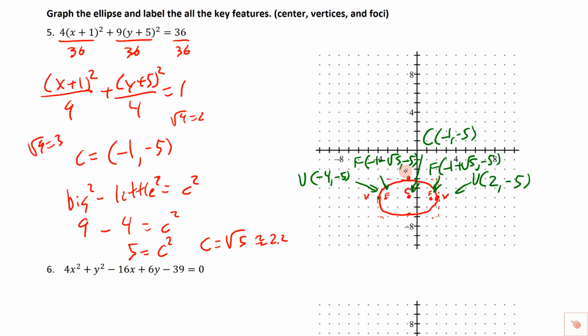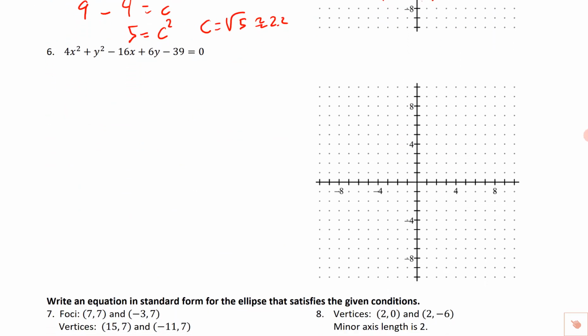Now, I know that gets a little bit messy. Try and be as careful as you possibly can. But that's how we do that. So I'm going to come down here and take a look at the next one.